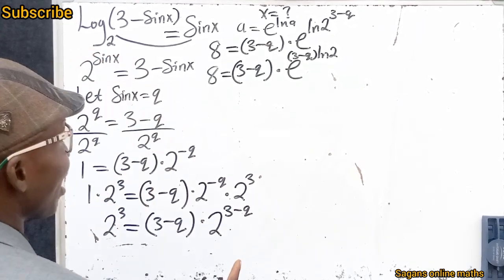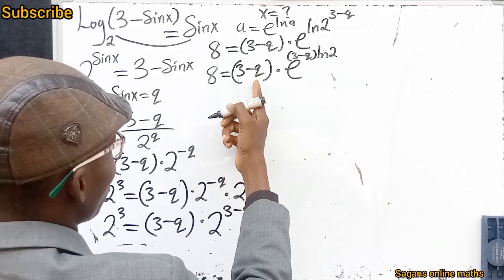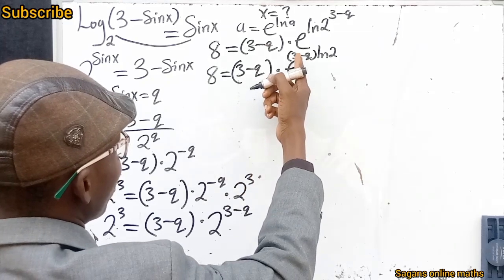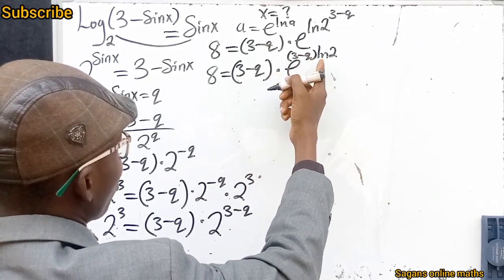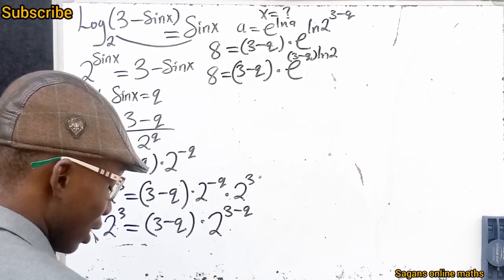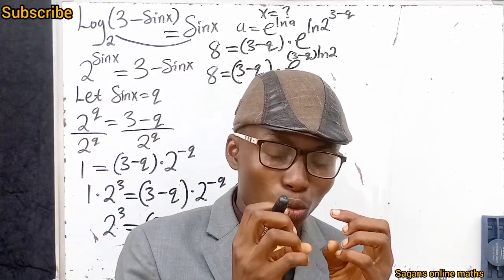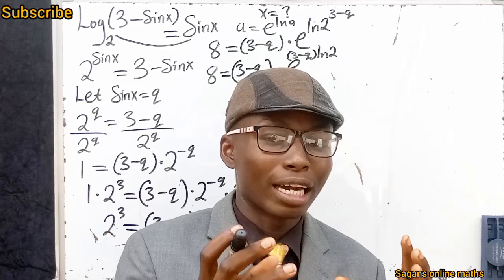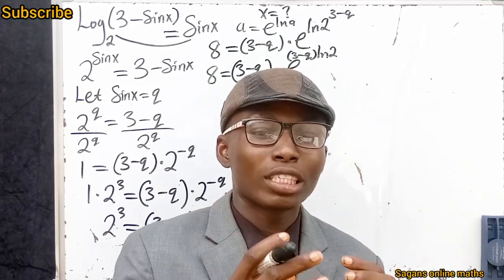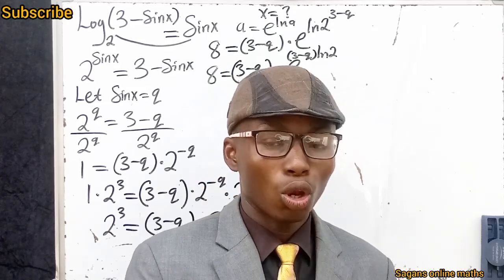Now we can observe that here we are having 3 minus q, and here we are having the power as 3 into 3 minus q multiplied by ln 2. Now let me draw your mind to the Lambert W function, the omega. Remember that the Lambert W function is the product logarithm.